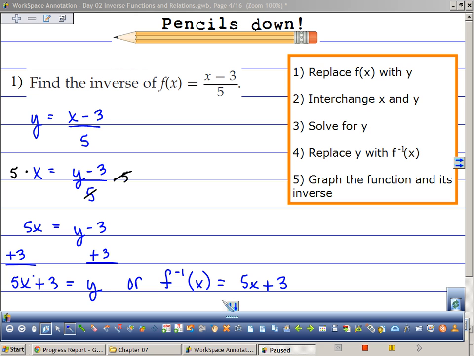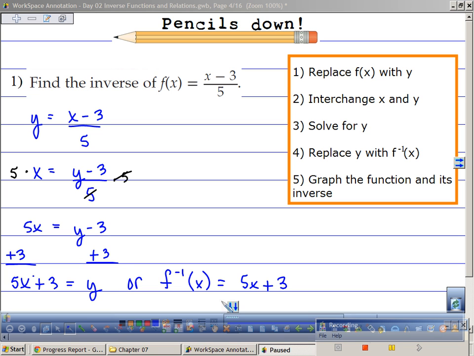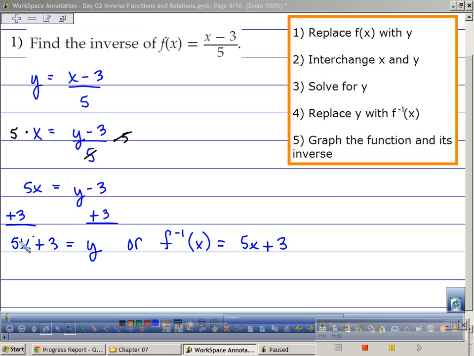Evelyn? Why didn't I change the 5x to a y? Okay, so I interchanged my x and my y. I solved for y. So this is my new line that's reflected. That's a valid question. Doesn't this also equal y equals 5x plus 3? Same thing, right?